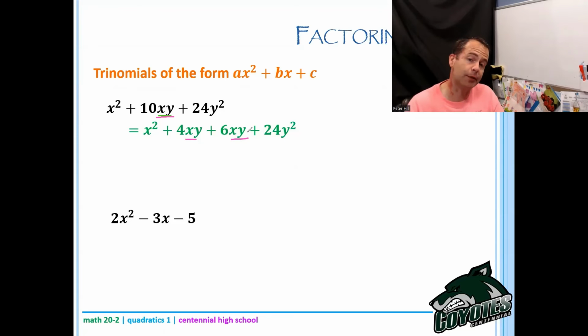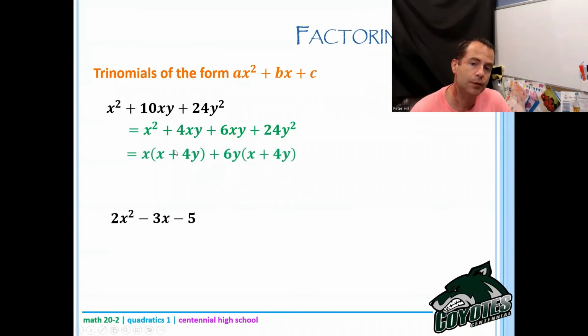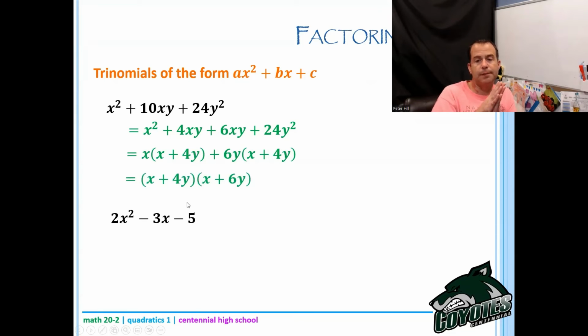Okay, now I'm going to factor the front two and factor the back two. In the front two, I can take out an x, and I would be left with x plus 4y. In the back two, I can take out a 6y, and that would also leave me with x plus 4y. Super exciting. X plus 4y is a common factor to both, so I can pull the x plus 4y out and be left with x plus 6y. So my multiplication statement is x plus 4y times x plus 6y.